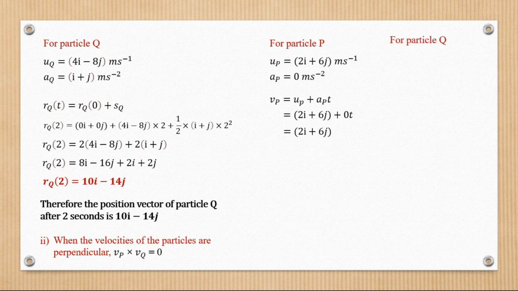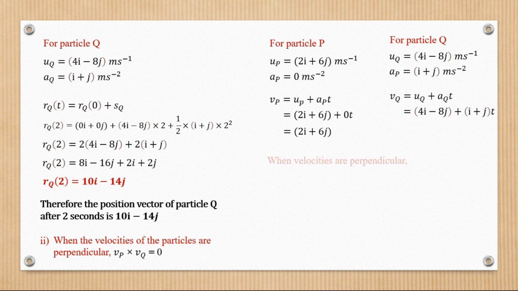So now we know the value of Vp. Now for particle Q, we have Uq equal to 4i minus 8j meters per second and Aq equal to i plus j meters per second squared. From its first equation of motion, I have Vq equal to Uq plus Aqt, of which I have 4i minus 8j plus (i plus j)t.